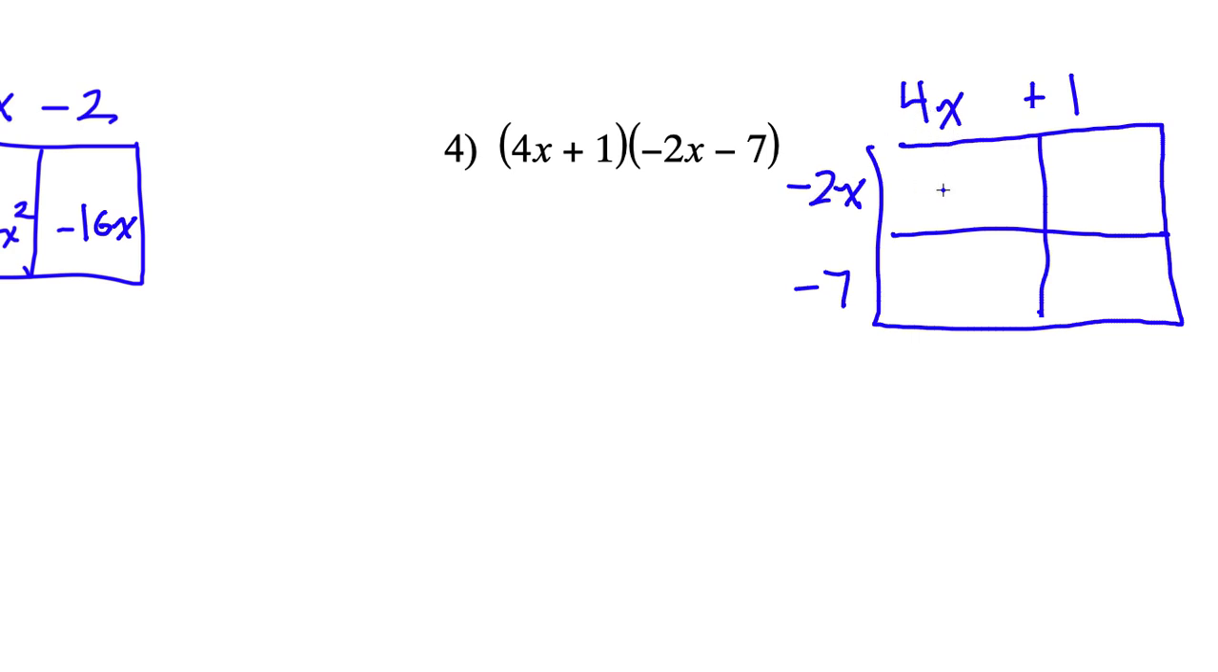So 4 times negative 2 is negative 8. X times x is x squared, so this first cell is negative 8x squared, and then I have negative 2x. I have negative 28x and negative 7.